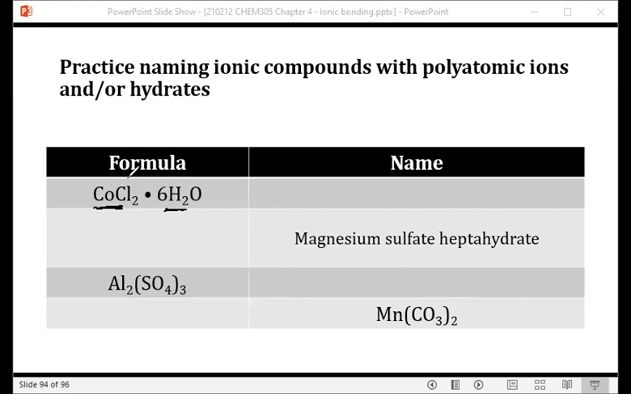So we're going to name the front part first, the ionic compound. So we have cobalt. And cobalt is a type 2 metal, so we're going to need some parentheses with that. And it's bonded with chloride.